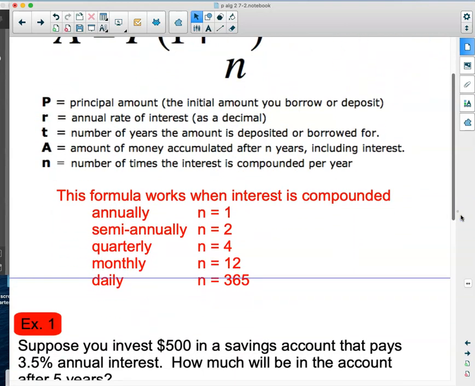So here's a list of words you would commonly hear the bank say in your statements. Annually, n is 1. Semi-annually. Now, you may not have heard that from the bank. You may have seen, like a Macy's flyer come in and it said semi-annual home sale. That means twice a year. So semi-annually is twice a year. Quarterly, 4 times a year. Like I said, that's the big one because most savings accounts will do that. Monthly, we're going to use a 12. There's 12 months in the year. And if it's daily, then we're going to use 365.